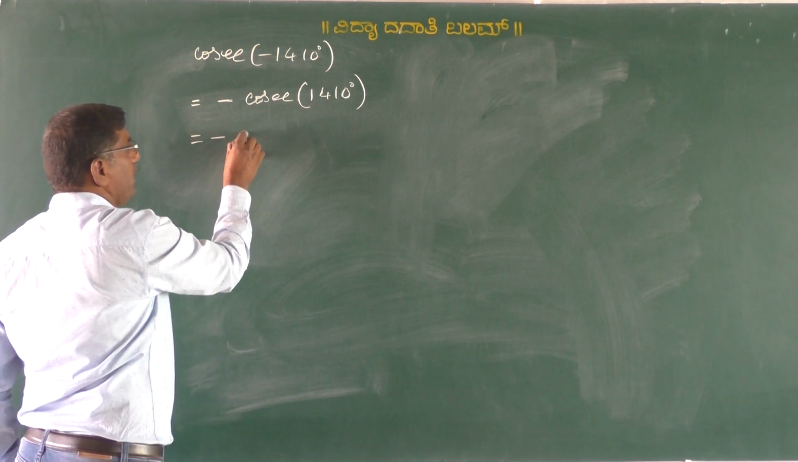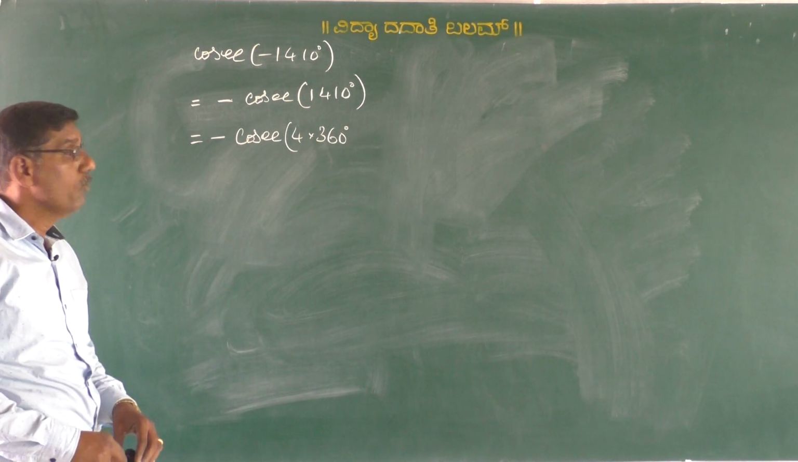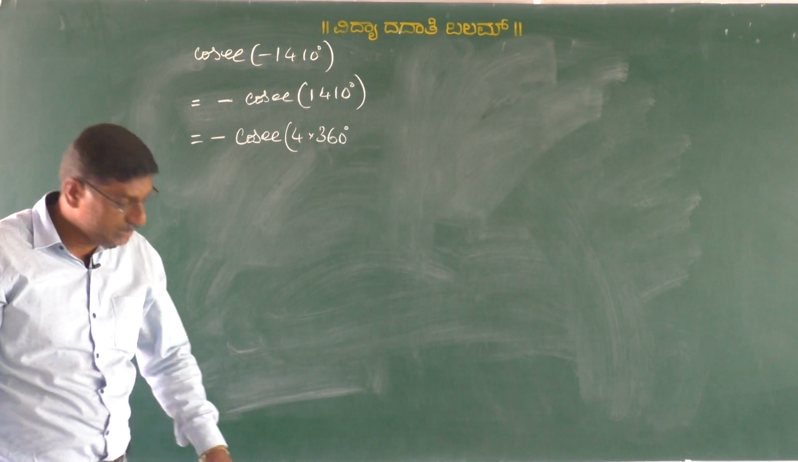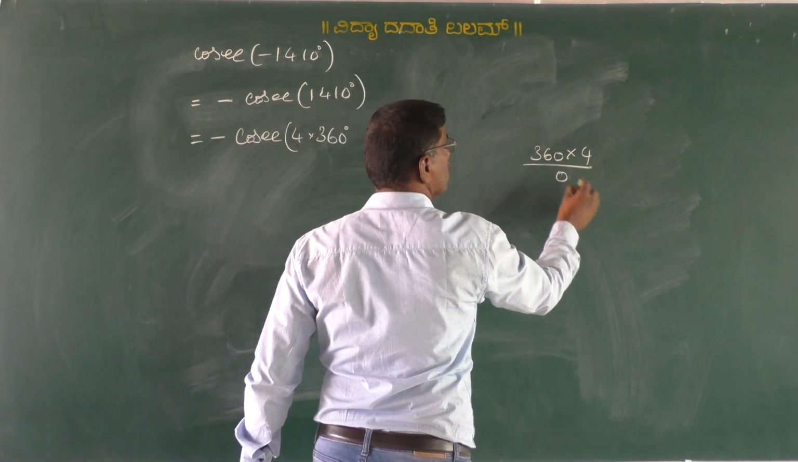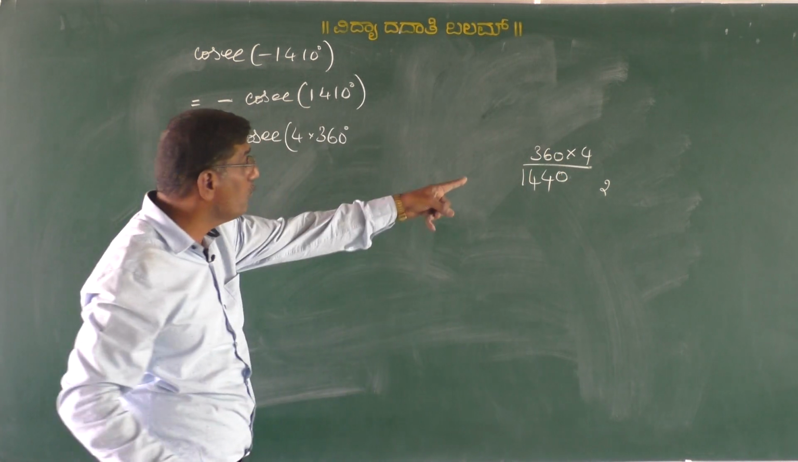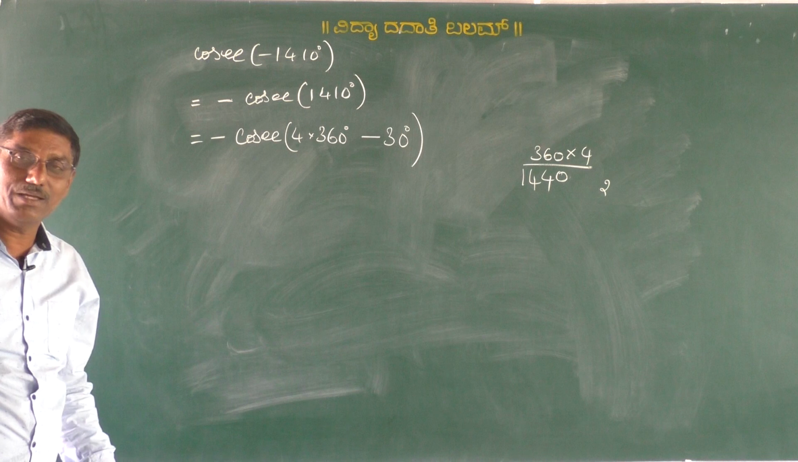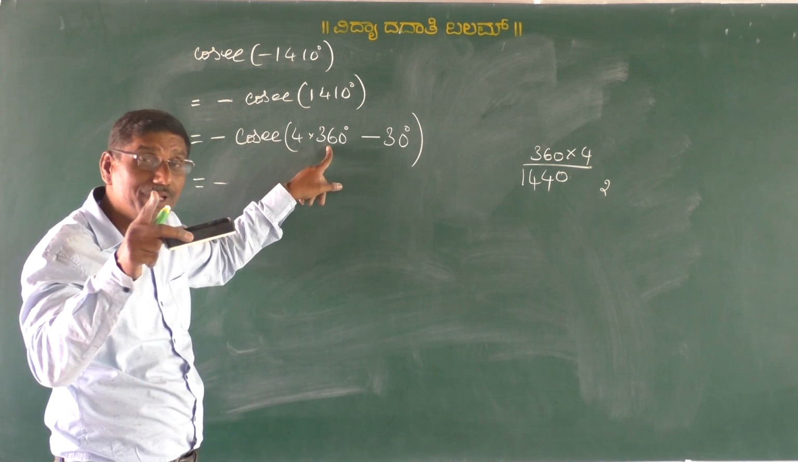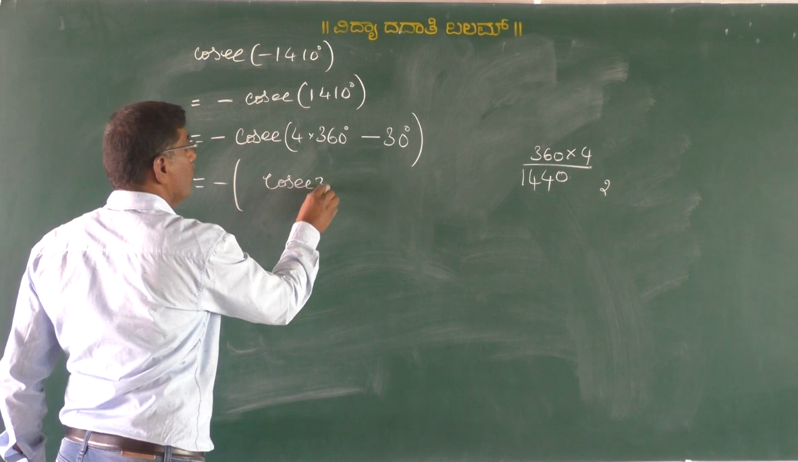Now, this can be expressed as minus cosecant of 4 into 360, am I correct? See here, 4 into 360, if we multiply, we get 1380, isn't it? Then this can be written as minus 30 degree. Am I correct? Yes. Now this is the minus of cosecant of 4 into 360 plus... we have to take the same ratio, that is cosecant 30.